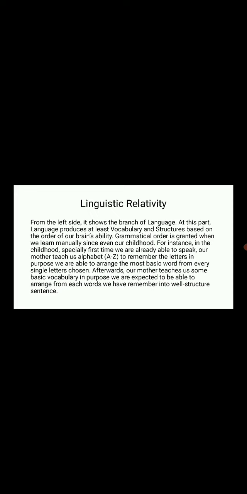Grammatical order is granted when we learn manually since our childhood. For instance, in our childhood, especially the first time, we are already able to speak. Our mother teaches us the alphabet A to Z. To remember the letters, in purpose we are able to arrange the most basic word from every single letter chosen. Afterwards, our mother teaches us some basic vocabulary. In purpose, we are expected to be able to arrange each word we have remembered into a well-structured sentence.